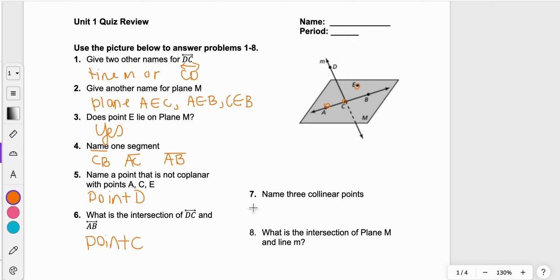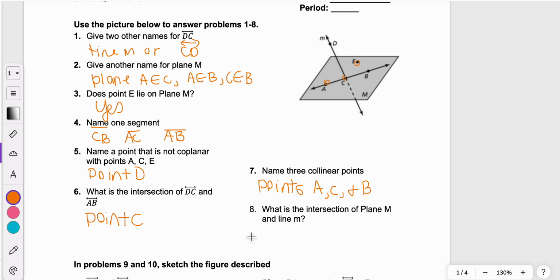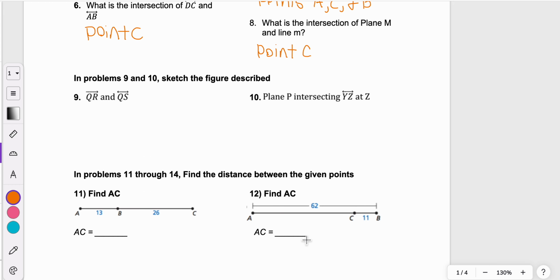And then name 3 collinear points on the same line, points A, C, and B. And then what's the intersection of plane M and line M? We are intersecting at point C. Okay. In problems 9 and 10, sketch the figure described.